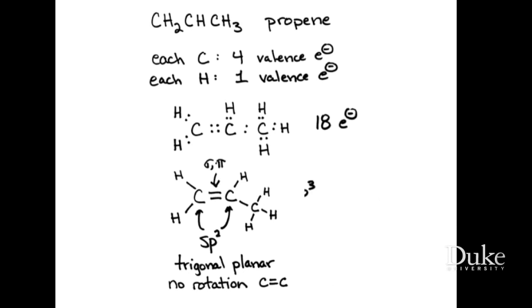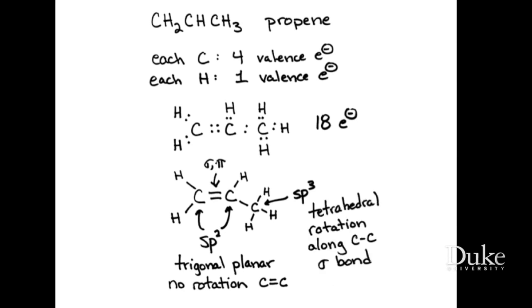The carbon on the right of propene, on the other hand, is sp3 hybridized. It's got 4 separate sets of electrons coming off of it. The geometry that we associate with sp3 hybridization is that it's tetrahedral, and now, unlike the carbon-carbon double bond, the carbon-carbon bond right here is freely rotating because it's just a sigma bond. All the electron density is localized directly in between those 2 carbon atoms, and so you can freely rotate without disrupting the overlap between the bonding orbitals.